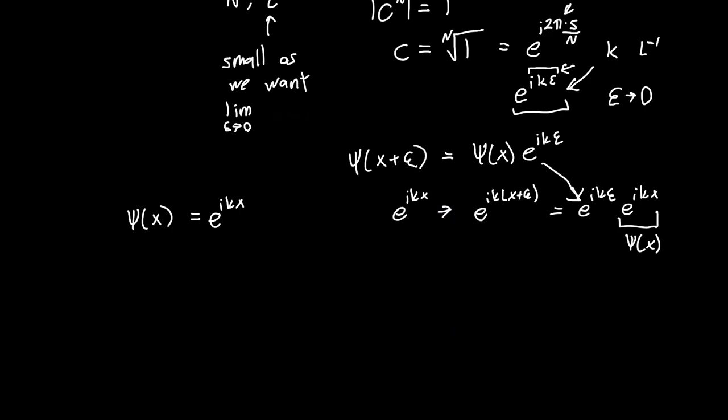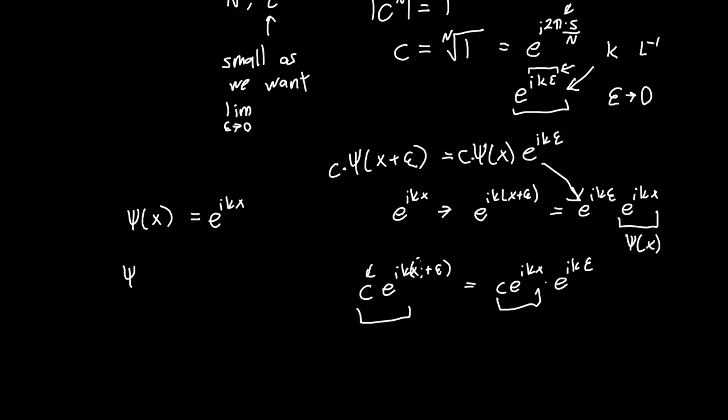And the answer is that we could also scale it by a constant. We could put some number c out front, because c times e to the i k x, if we plug in x plus epsilon, is still equal to c e to the i k x times e to the i k epsilon. And this was our original wave function, with just the x, not the epsilon. And so in general, we can scale by a coefficient c as well. And maybe c is a function of k. So let's just say in general, psi of x is equal to c sub k times e to the i k x.